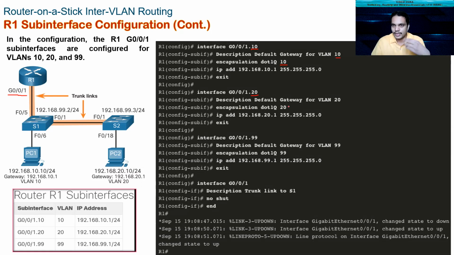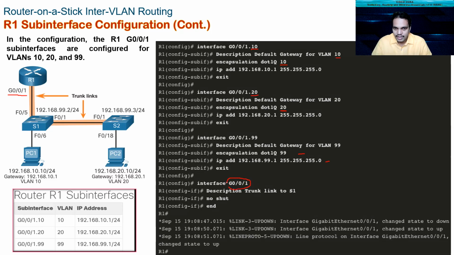Now description, you give the description part, and then after description, we need to give the encapsulation dot1q 20 now, because now it has to accept traffic from VLAN 20, and assign the IP address. Similarly, for the third VLAN, which is 99, the management VLAN, you repeat the same steps. As I said, these two steps must be repeated for each and every VLAN being configured, that is for every subinterface.